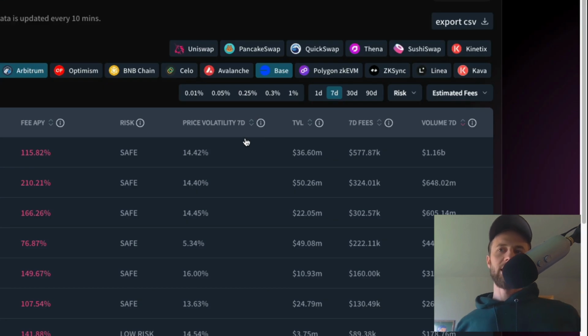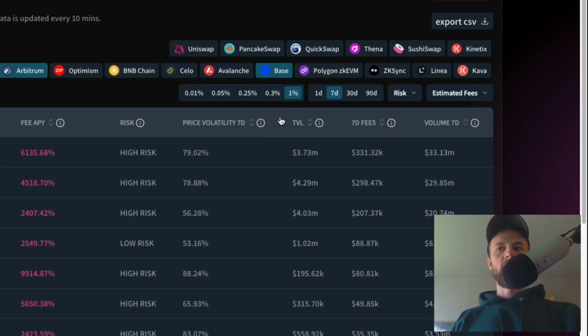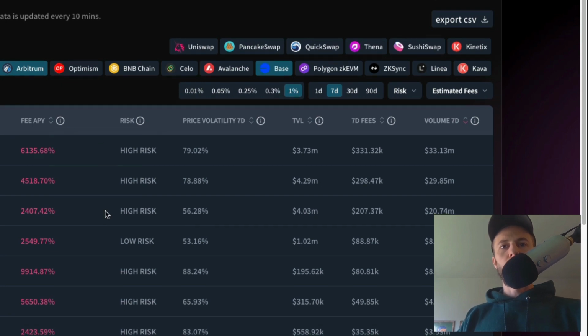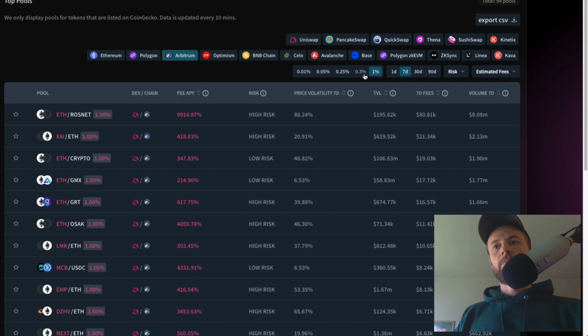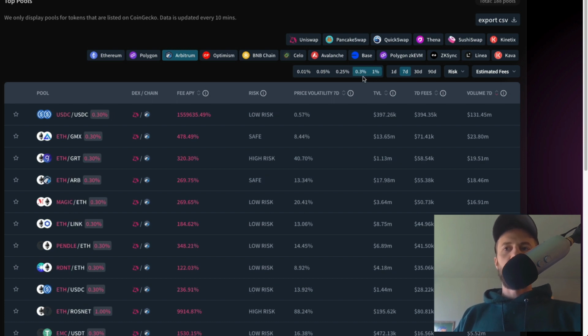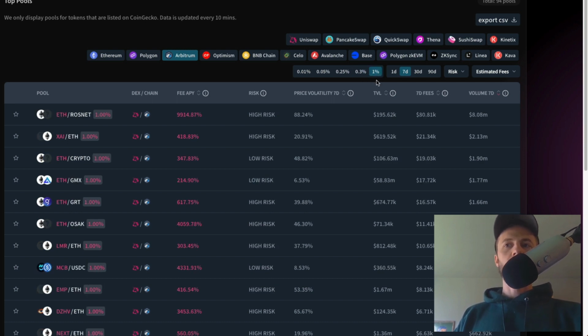The other thing I like to do, obviously there are different strategies, is I like to filter by this 1% fee, because this means you're going to get more fees every time someone swaps. A lot of times this means it could be a little bit more risky, but I've found that a higher fee really helps fight impermanent loss. And so you can find some tokens that might be better.